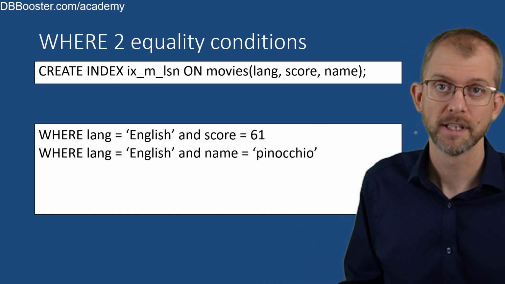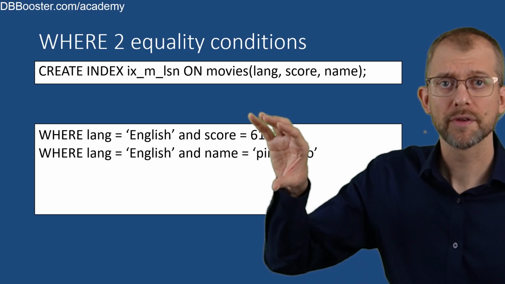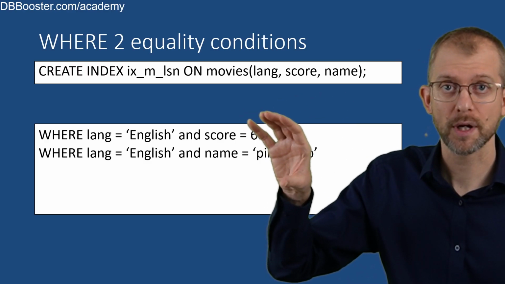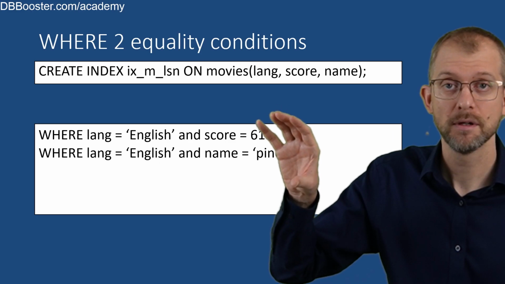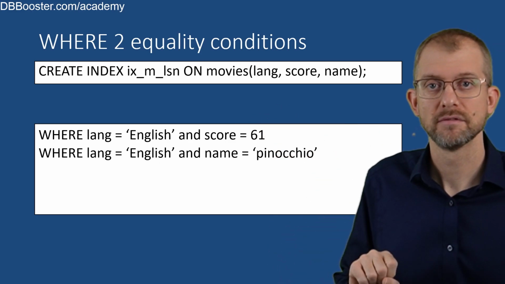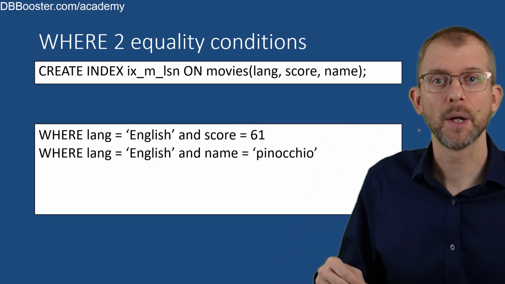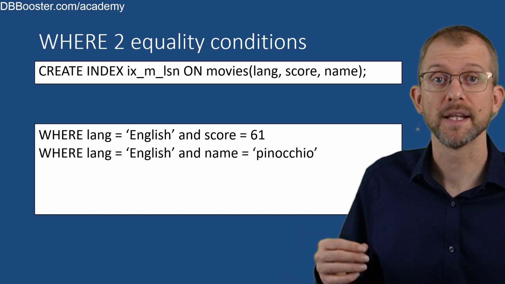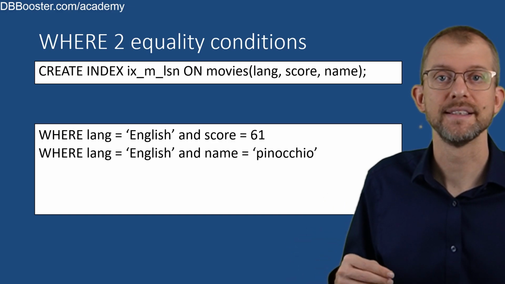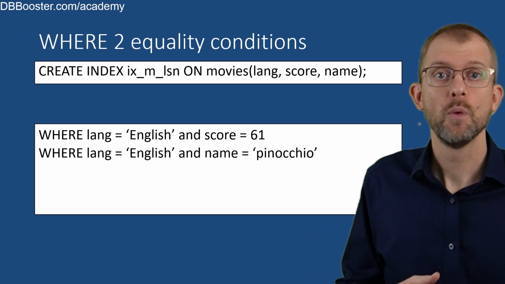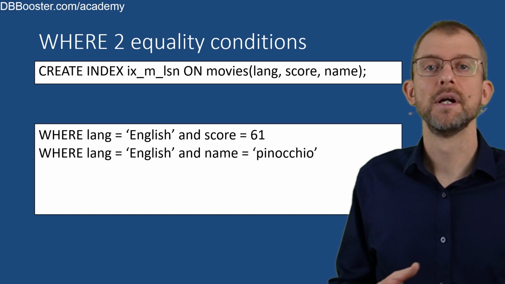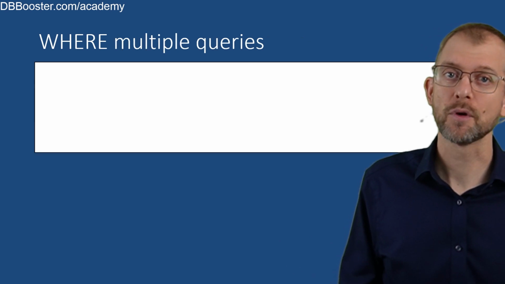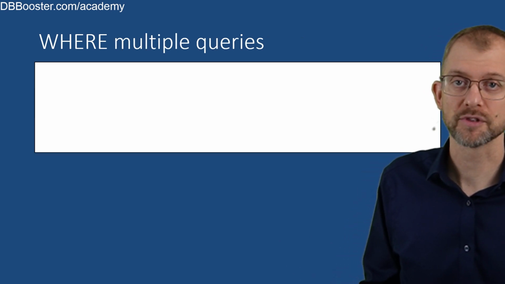slow. If I want both where clauses to be optimal, language plus score and language plus name, I need two indexes. One ordered by language, name, and score, and one ordered by language, score, and name. When we talk about multiple queries, we should always keep the number of indexes as low as possible.